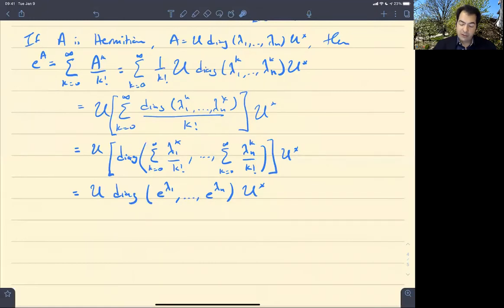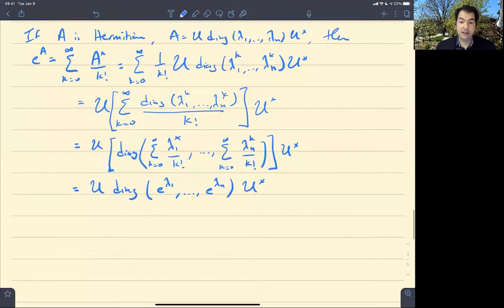Okay, so that's wonderful. You can compute functions of your matrix. And this is really useful when you're looking at, say, differential equations. I'll have more to say about that in a different lecture.